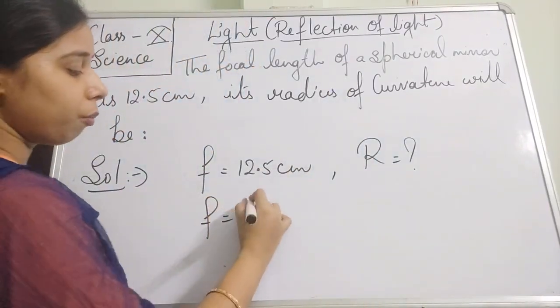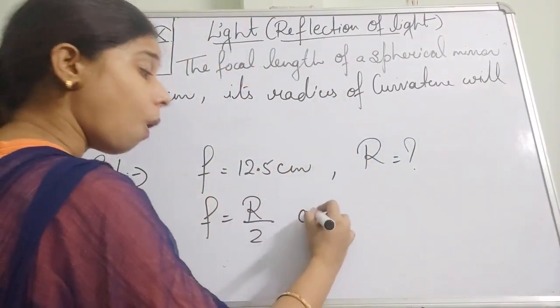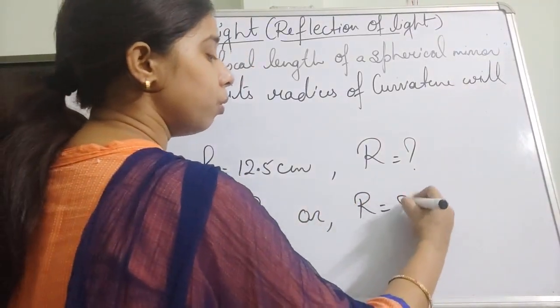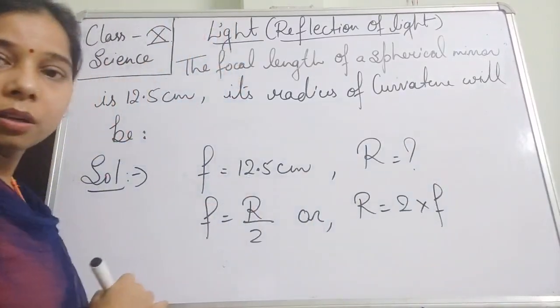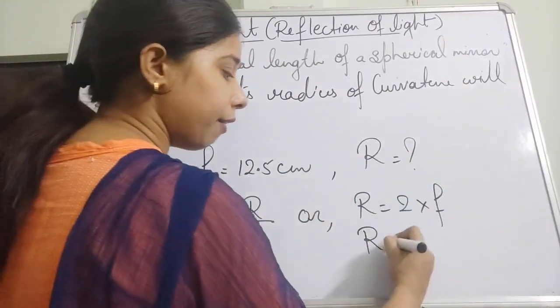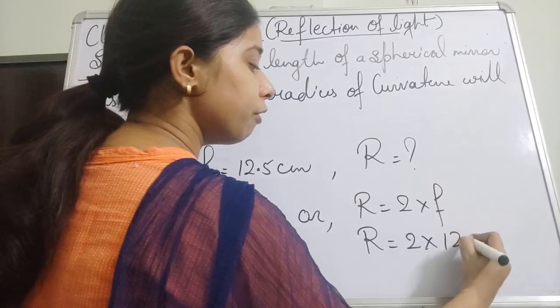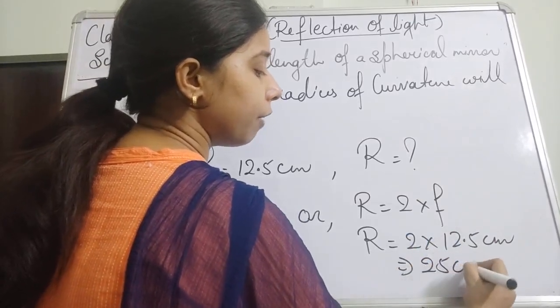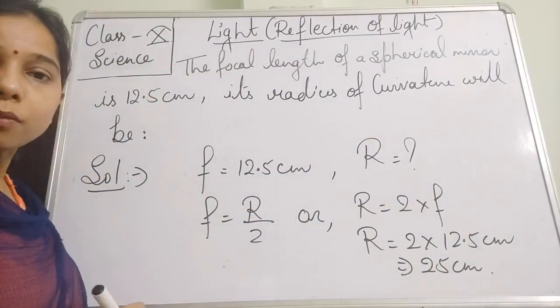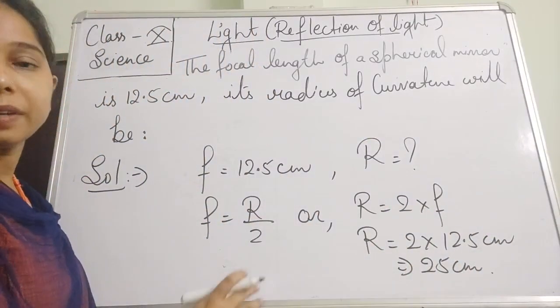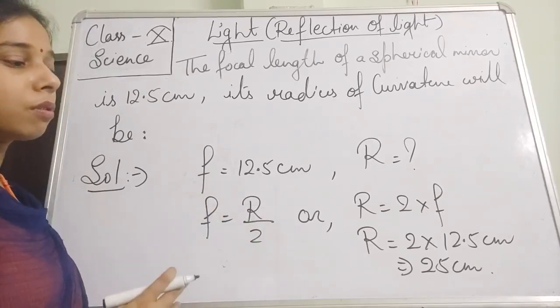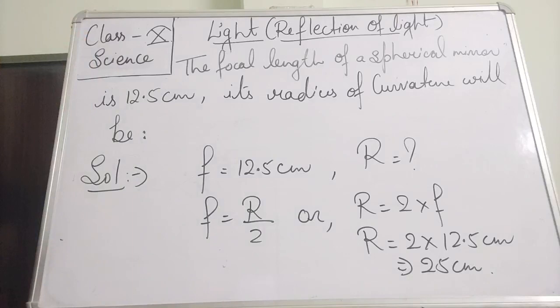So we know the formula, f equals R by 2, or we can rearrange and write R equals 2 into f. So R we have to find and f is already given. So 2 into 12.5 centimeter equals 25 centimeter. So the answer will be 25 centimeter. These kinds of questions will be asked related to this formula, students. I hope you are able to solve such questions.